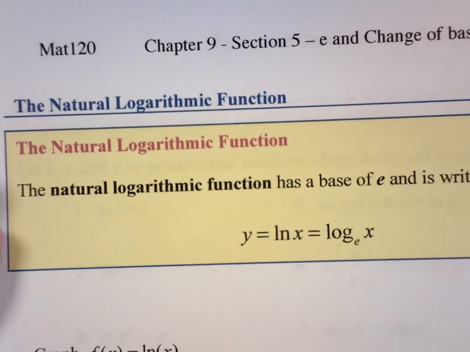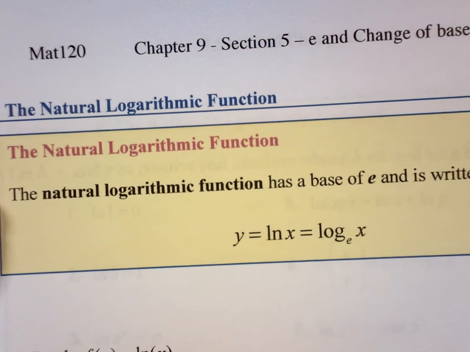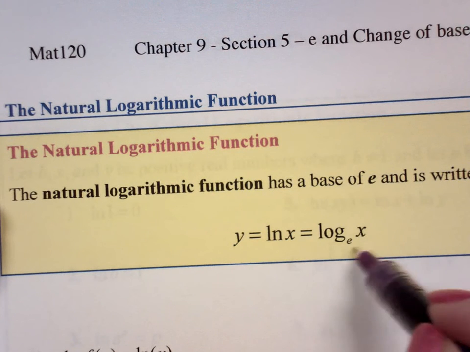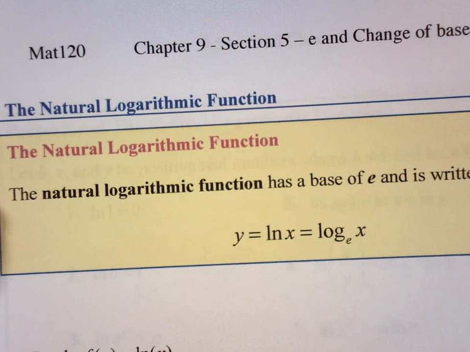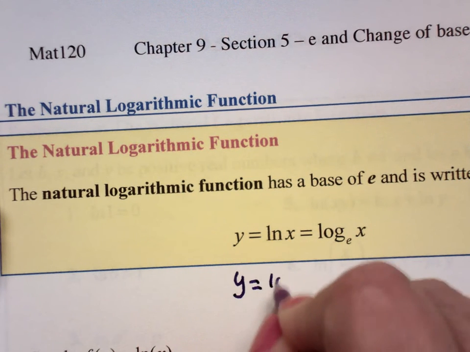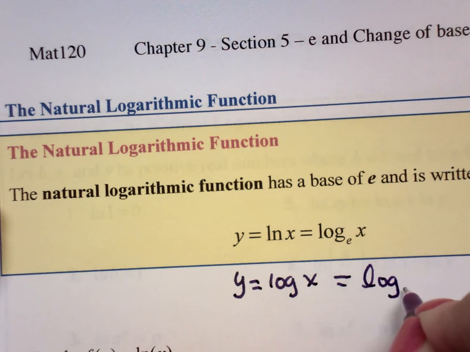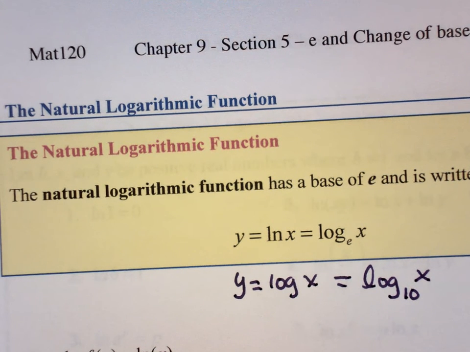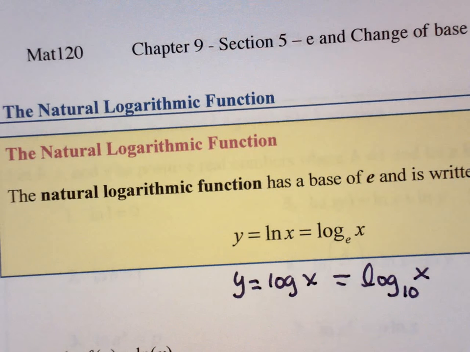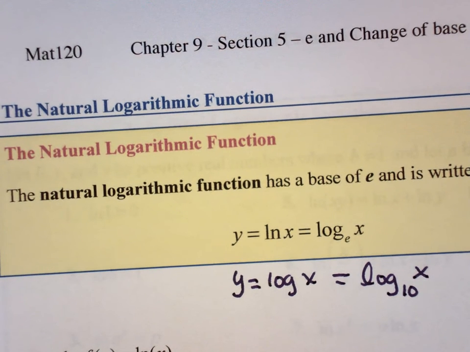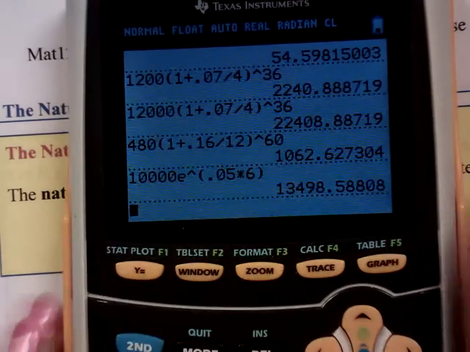Natural logarithm, we talked a little bit about this. It is a special log. And if I write ln of x, it's really log base e of x. It's kind of like if I write y equals log of x. What's the base on log? 10. So natural log is base e. Common log, or it's called the common log, is base 10. Natural log is base e, and then common log gets base 10.